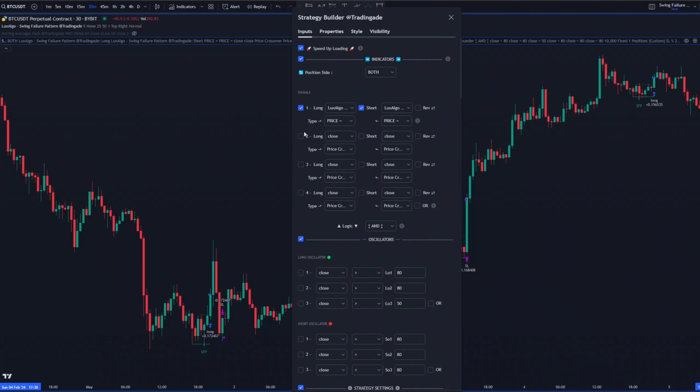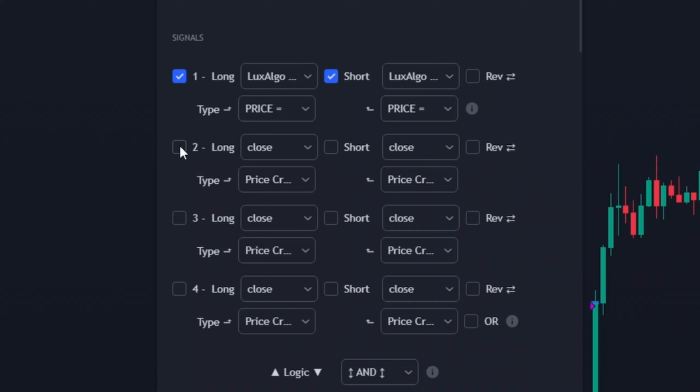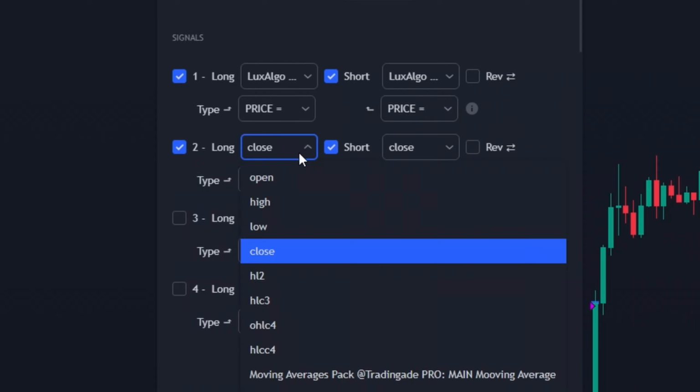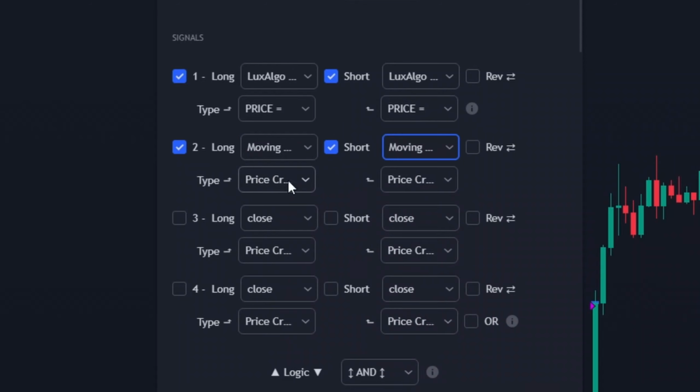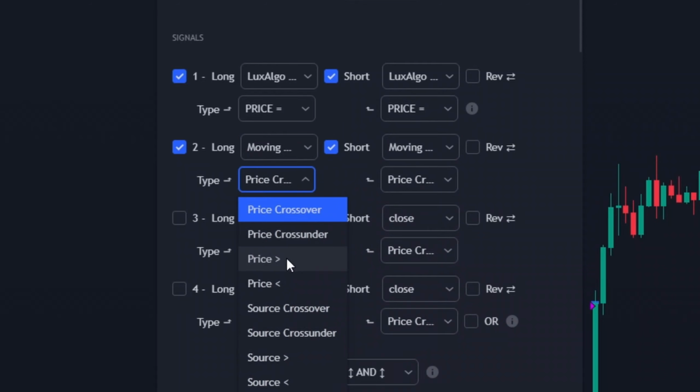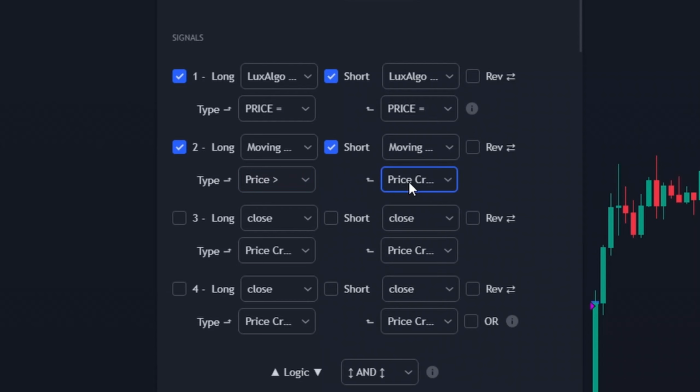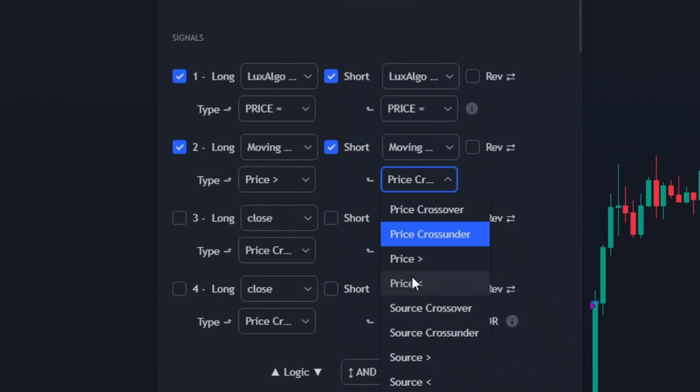In order to do that, it's absolutely simple. We just need to add another signal both for long and short position. Here we will select our main moving average, here the same, and for a long position we want the price to be above the moving average, whereas for a short position we want the price to be below the moving average.